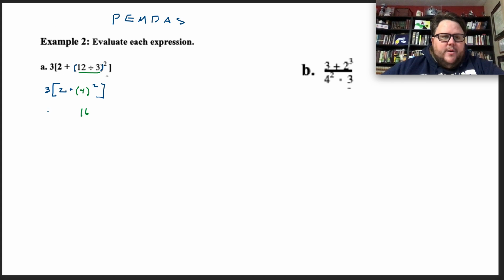So then I got 3 brackets 2 plus 16. So my next step is 2 plus 16, which is 18. So I got 3 brackets 18. But remember, I just told us that with brackets or parentheses, when there's nothing else separating them, the operation is multiplication. So 3 times 18 is 54. And that would be my answer there.